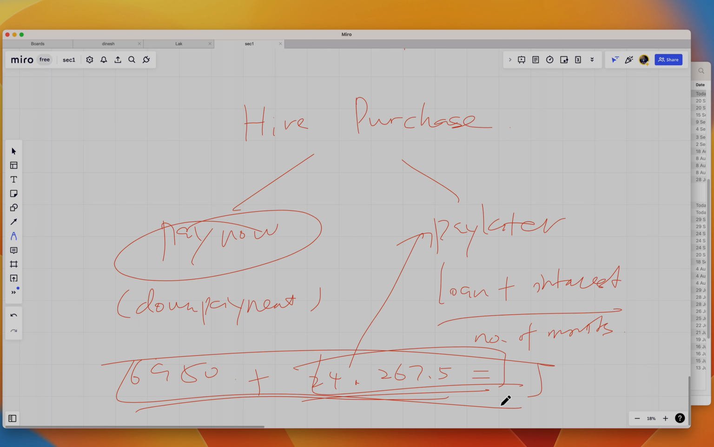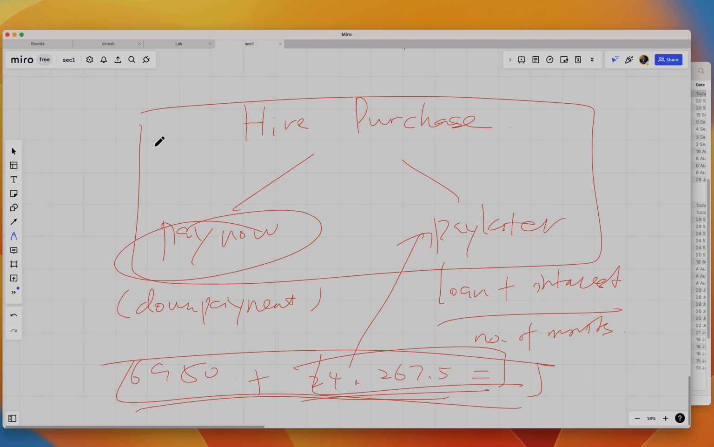So, all you need to do is just remember this diagram. Hire purchase, pay now, pay later. Which part is the pay later? The pay later is the 24 times the 267.5. Pay now is the down payment, 6950. If they ask for the total, it's pay now plus pay later. They also ask for the total amount of interest that Chris pays.